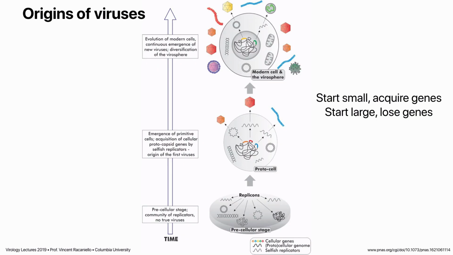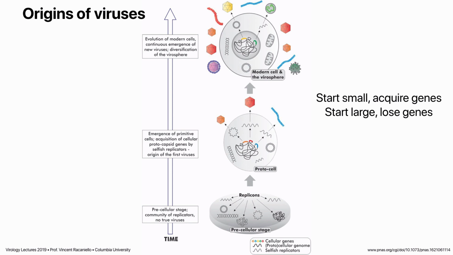The idea that currently I like is that there was a time in the evolution of Earth, a pre-cellular stage, where the Earth was populated by what we call replicons, just self-replicating nucleic acids. And this started as an RNA world. These were RNA replicons initially, and then probably later on became DNA. At some point, cells emerged. The first cells we call protocells with compartmentalization.